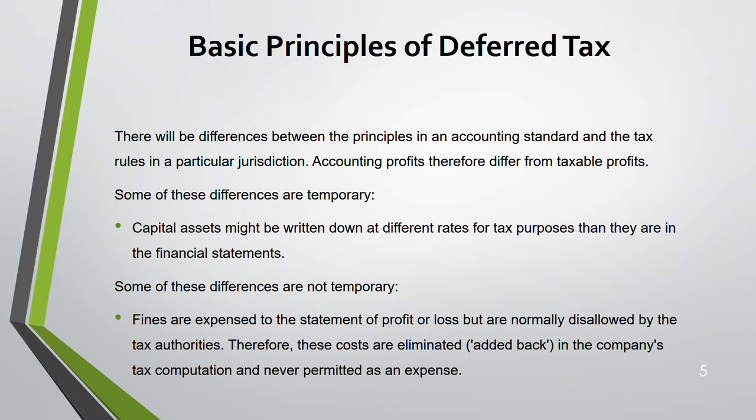What do you mean by not allowed or disallowed by the tax authorities? This you have to understand very clearly, because in the exam they might say some expenses are disallowed by tax authorities. If you don't understand the meaning of disallowed, you might think don't include it. No, disallowed means whatever expenses has been deducted in the profit and loss, now you have to add back. It needs to be added back because they cannot be taken as an expense. You cannot deduct it. So you need to add back in the tax computation, because they are never permitted as an expense by the tax authorities.